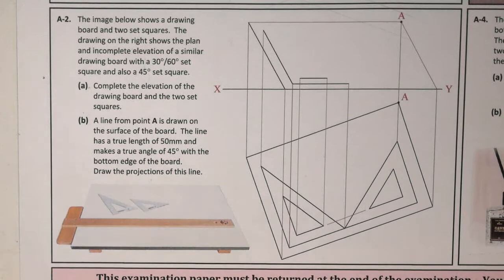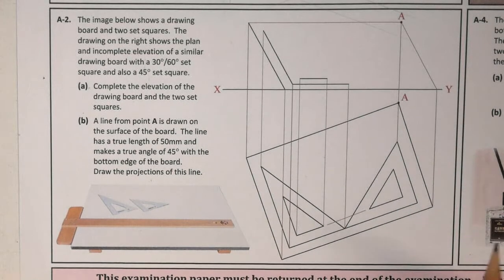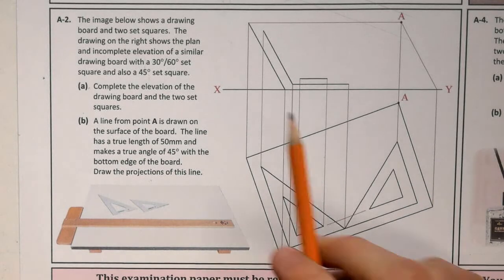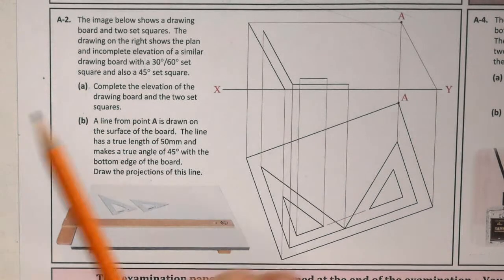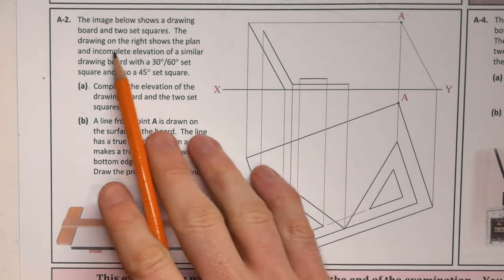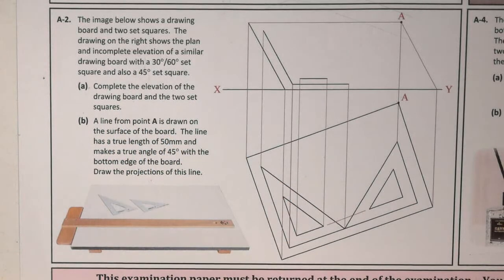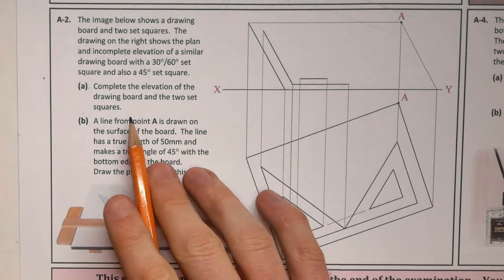Welcome to 2020 question A2, and this question is very similar to one that came up in 2016 where we were looking at a flip chart and a bar graph. The image below shows a drawing board and two set squares. The drawing on the right shows the plan and incomplete elevation of a similar drawing board with a 60-30 set square and also a 45-degree set square. Complete the elevation of the drawing board and two set squares.